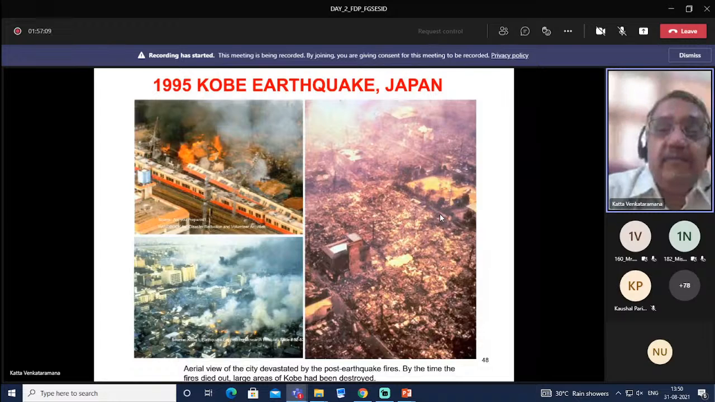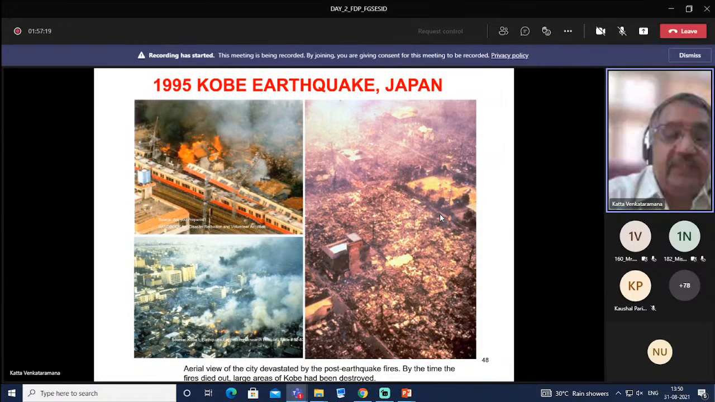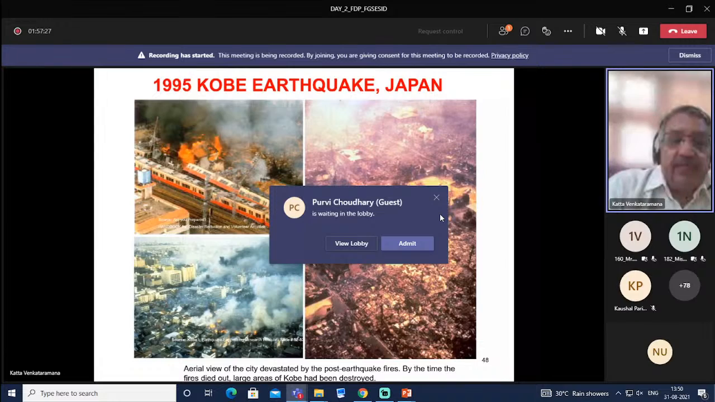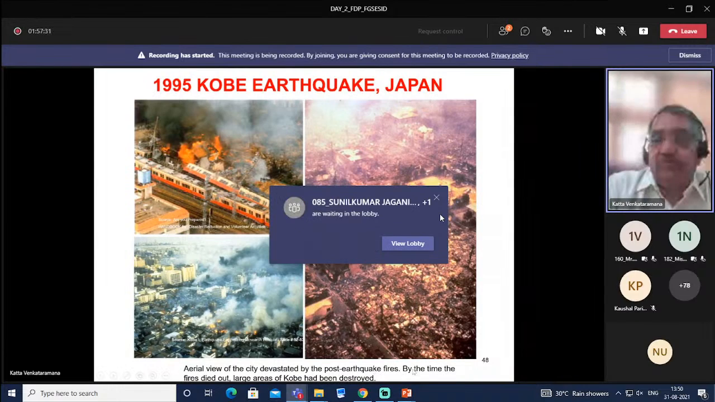Then the 1995 Kobe earthquake in Japan. The earthquake occurred early morning, so a lot of damage occurred because of the fire. People were preparing breakfast and using fire, so this fire spread very fast. Aerial view of the city devastated by the earthquake fires. By the time the fires died out, large areas of Kobe had been destroyed.